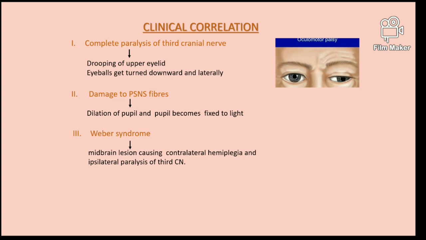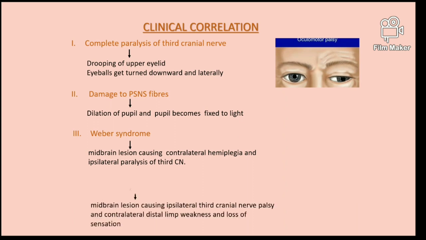A midbrain lesion causing contralateral hemiplegia and ipsilateral paralysis of third nerve is known as Weber's syndrome. Another syndrome associated with third nerve is the Benedict's syndrome, which is characterized by ipsilateral third nerve palsy, contralateral distal limb weakness and loss of sensation.